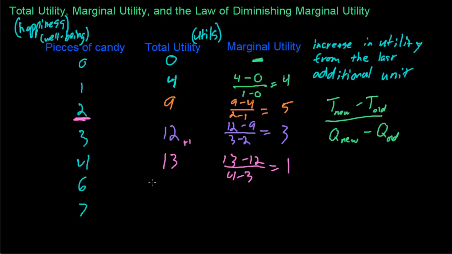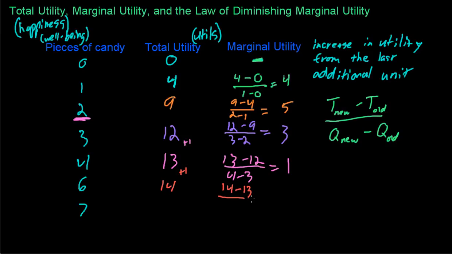Okay, so let's say if we have 6 pieces of candy, our total utility now is, I'm going to grab a different color, let's say that it is 14. So what is our marginal utility? Well, our marginal utility here is going to be 14 minus 13. And we can see that there's just a jump of 1 in total utility here.